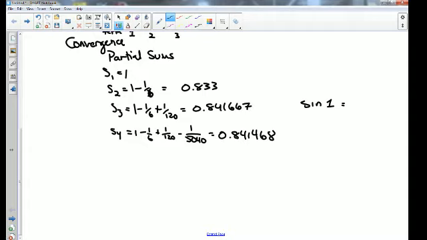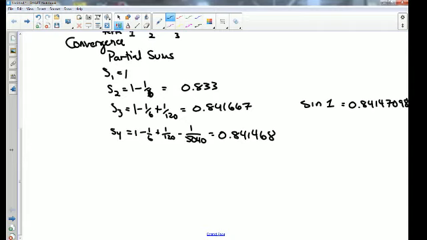Go up many decimal places. 0.841470984. Okay, good enough. So that's the actual value of sine at 1, right? Look at these values: 1, 0.833, 0.841. Are we starting to match a little better? 0.841468. Are we getting closer to this?